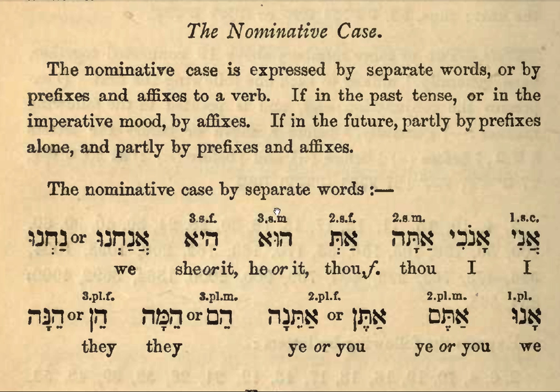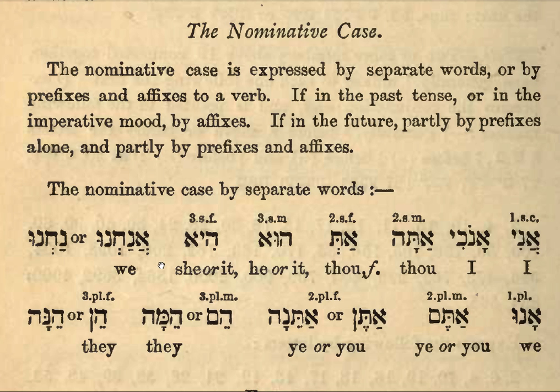Third person, singular, masculine, who, he or it, who. And the third person, singular, feminine, he, meaning she. And there's a little rhyme you can use to memorize this in English. This is, who is he and he is she. Right? Who is he and he is she.